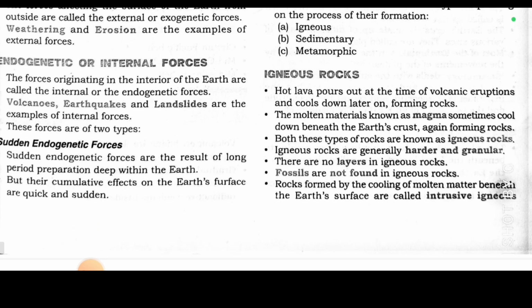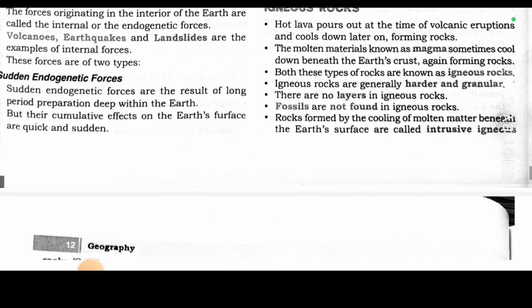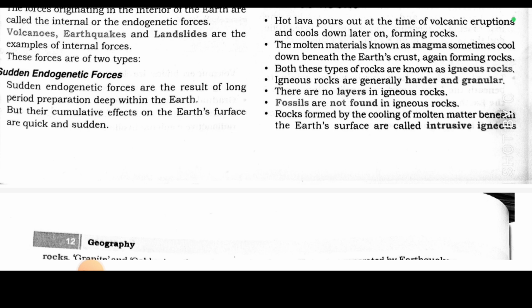Igneous rocks: hot lava pours out at the time of volcanic eruption and cools down later on, forming rocks. The molten material, known as magma, sometimes cools down beneath the earth's crust, again forming rocks. Both these types of rocks are known as igneous rocks. Igneous rocks are generally harder and granular. There are no layers in igneous rocks. Fossils are not found in igneous rocks.